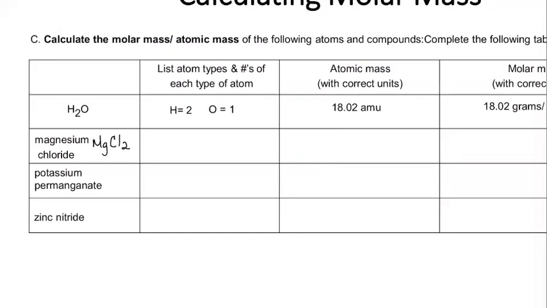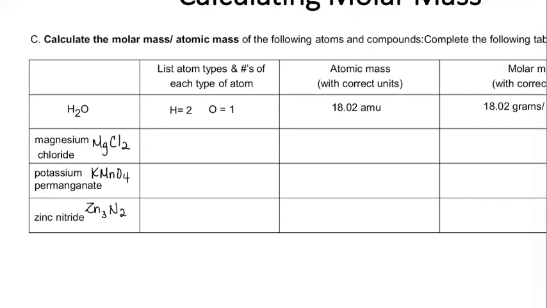There's 18 of you out there. Potassium permanganate. Excellent. KMnO4. And lastly, zinc nitride. Chemical formula for zinc nitride. Excellent. Zn3N2.